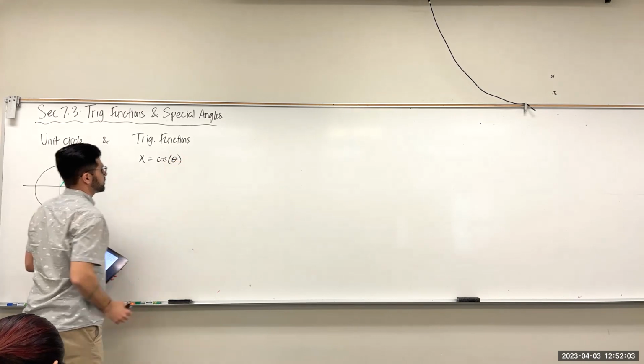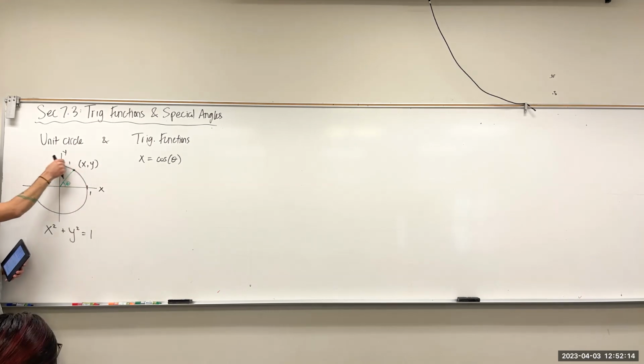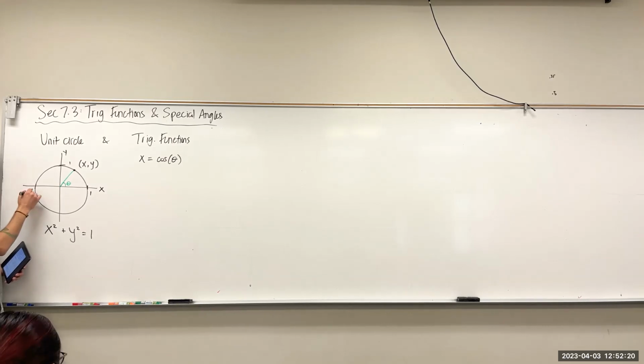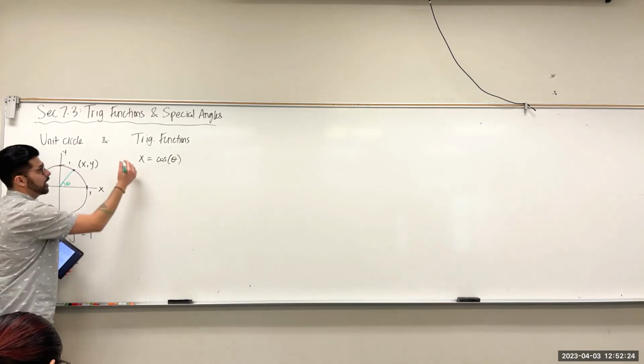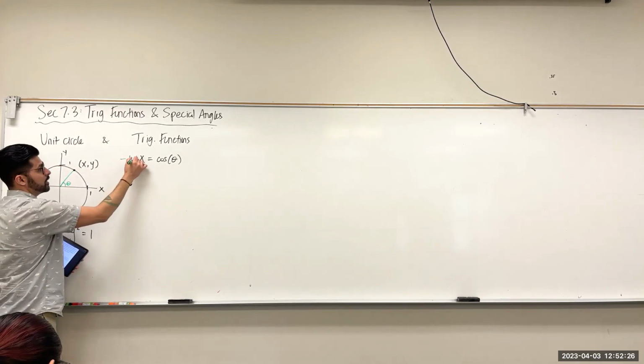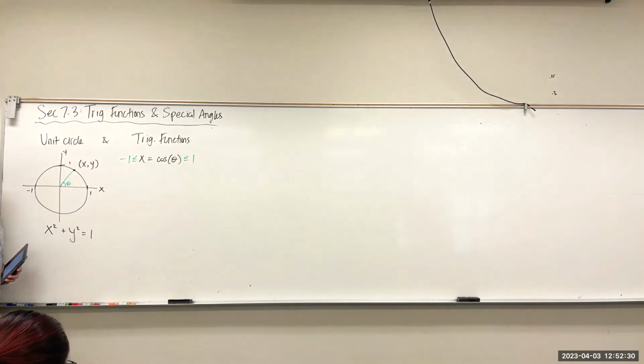Okay. So as I move this angle around, what's the biggest x value that you can get on the unit circle? 1. And what's the smallest one? Sorry, not smallest. The most negative one, I guess? Negative 1. And so it turns out that we know that this has to be in between. Cosine has to be in between positive and negative 1. Okay?